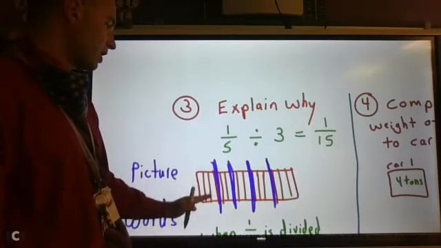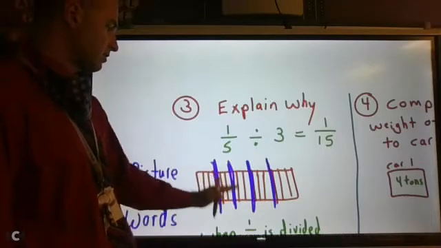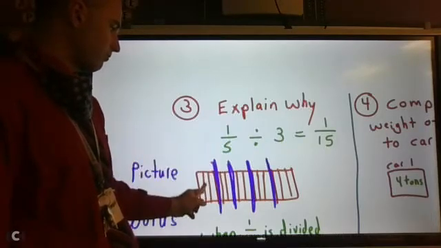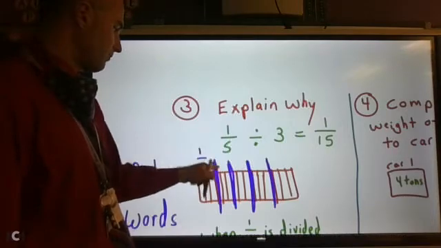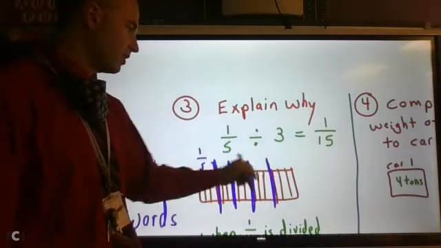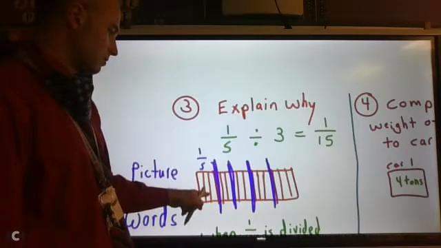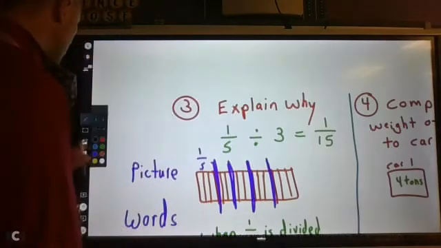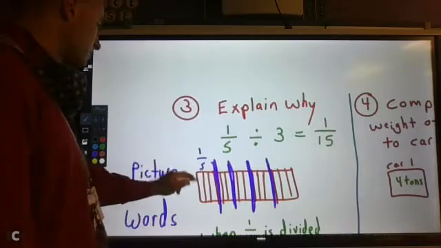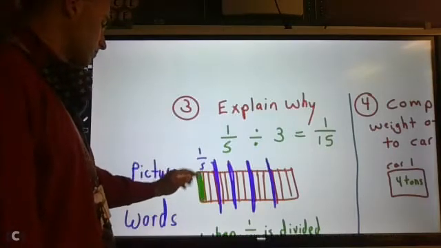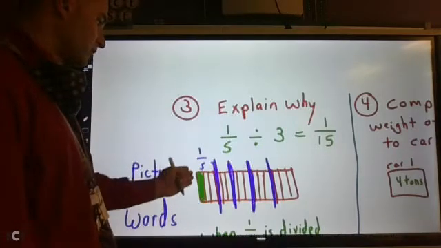So I broke up a box, a rectangle, into fifths. So a fifth here, a fifth here, a fifth here, a fifth here, a fifth here. For each 1/5, I'm dividing it into thirds. And I want to determine what's one of those parts, one of those sections, which is going to be 1/15.